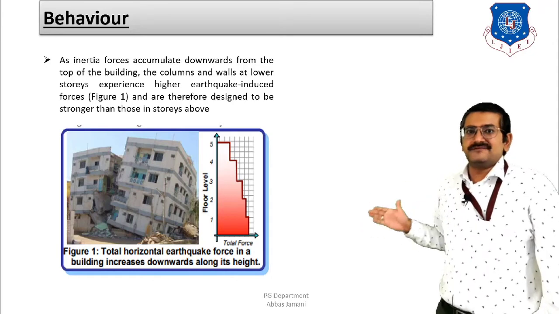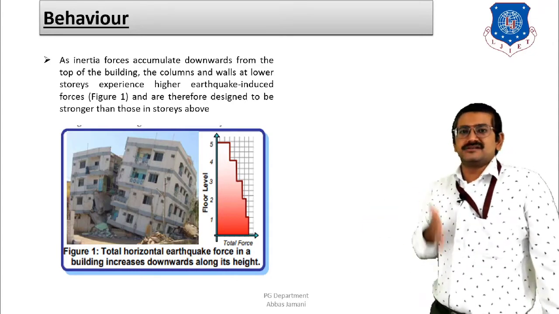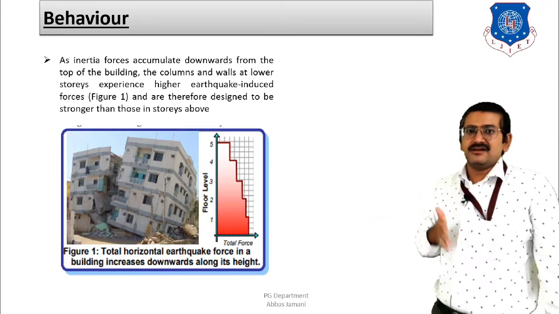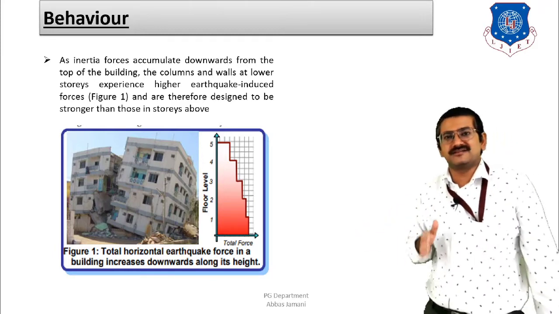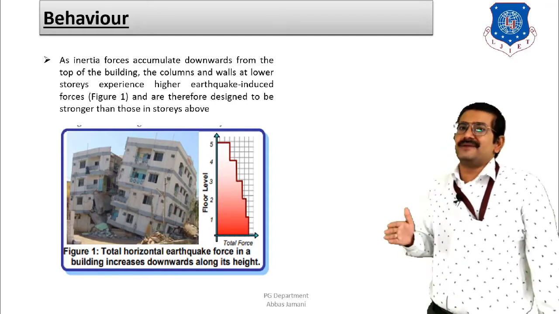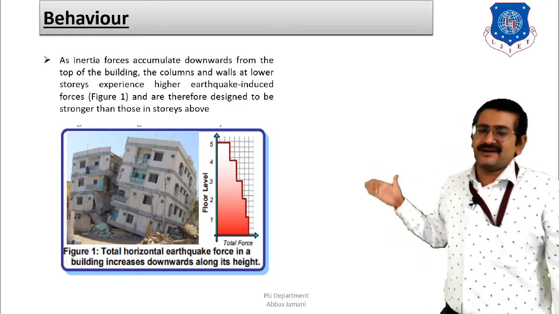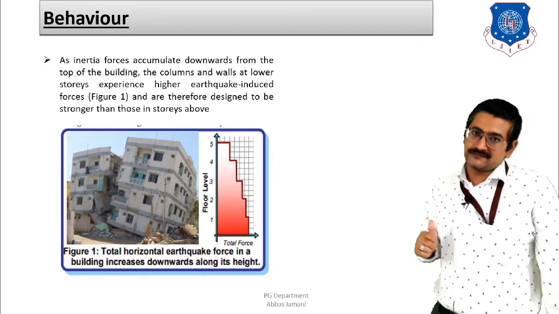And as a result of this, the columns or the shear walls that are going to be designed at the base level, that is near to the ground or the plinth, are going to have larger cross section or larger value of reinforcement as compared to the cross sections along the height of the building.